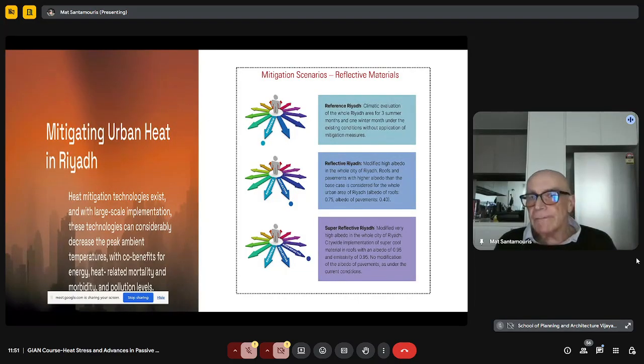Is it enough? We don't know. Perhaps we need something more drastic, something more intensive. Perhaps we need to use materials which have higher reflectance to solar radiation, and perhaps a super emittance that increases the losses tremendously. Do we have these materials? Yes. This is the so-called supercool materials.